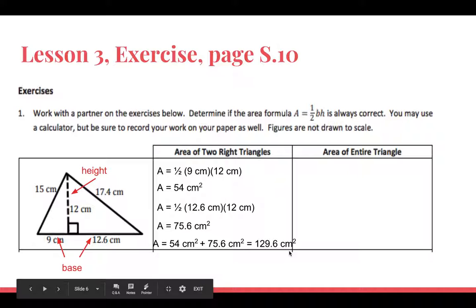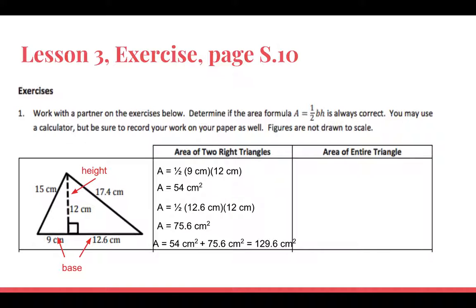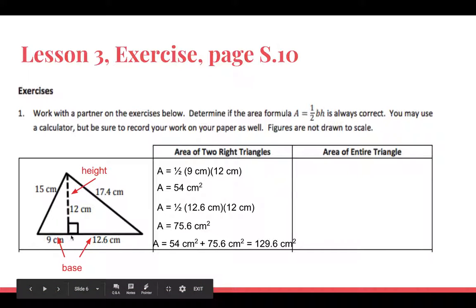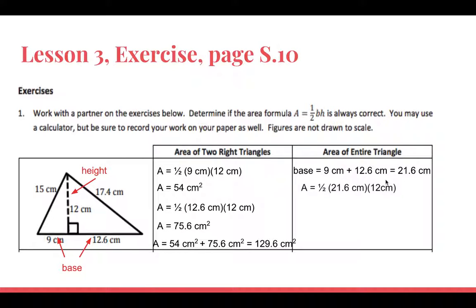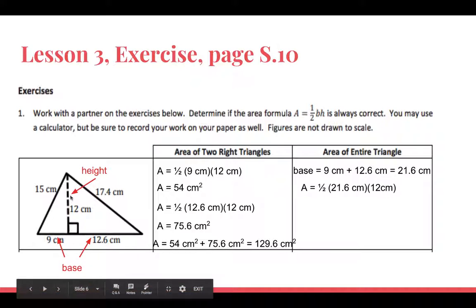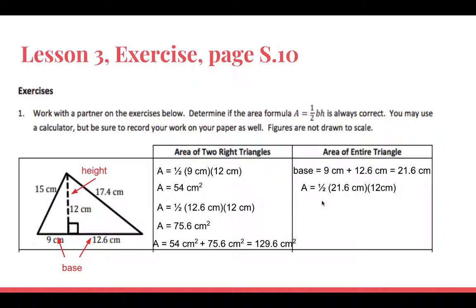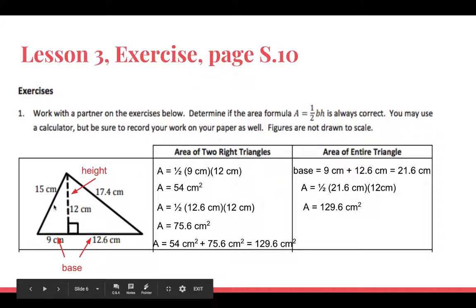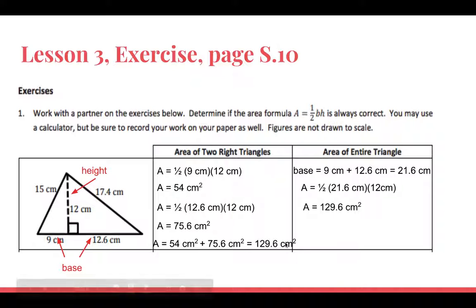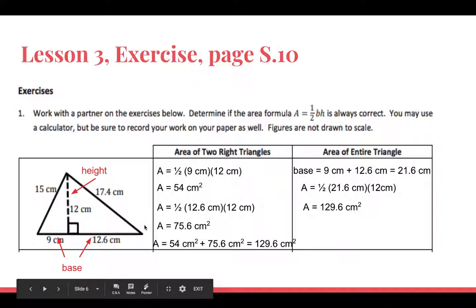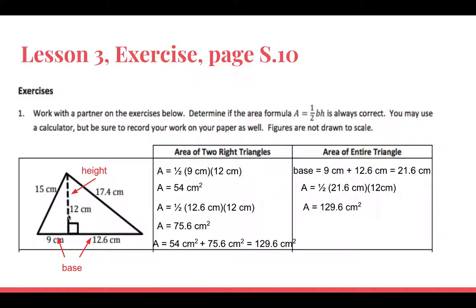Now, the other formula, as we talked about earlier when you were taking notes, is to add both sides of the altitude and use that as your base. So your base here would be 9 centimeters plus 12.6 centimeters, which equals 21.6 centimeters. The area is 1/2 times 21.6 centimeters times your height of 12 centimeters, and that gives us 129.6 centimeters squared. As you can see, finding the area of each right triangle and adding them up is the same as adding up the base on both sides and using that for the base, with 12 centimeters for your height.